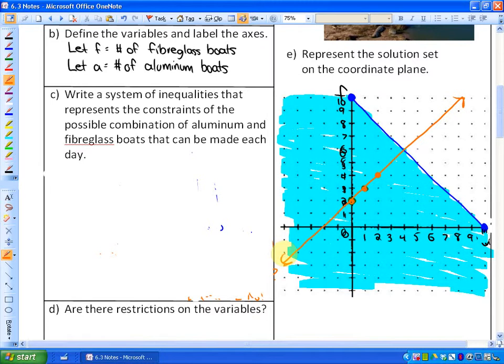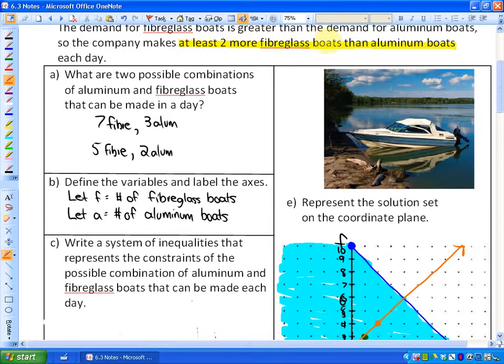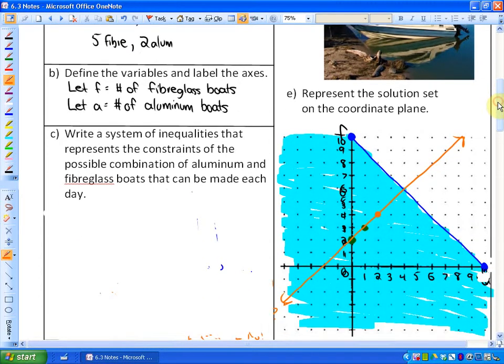The next thing to do is to figure out which side of that to shade. So which side of that line would have at least 2 more fiberglass boats than aluminum boats? So you want to ask yourself, for example, is this point here at least 2 more fiberglass boats than aluminum boats? This is 3 fiberglass and 4 aluminum. That is not at least 2 more fiberglass than aluminum. How about this point? That would be 6 fiberglass and 1 aluminum. Is that at least 2 more fiberglass than aluminum? Yes. So what that means is that that side of the boundary line, which is above it here, would be shaded. Okay, would represent solutions to that constraint.